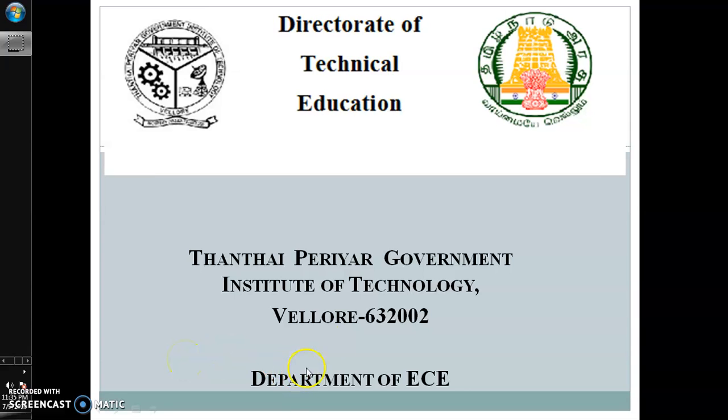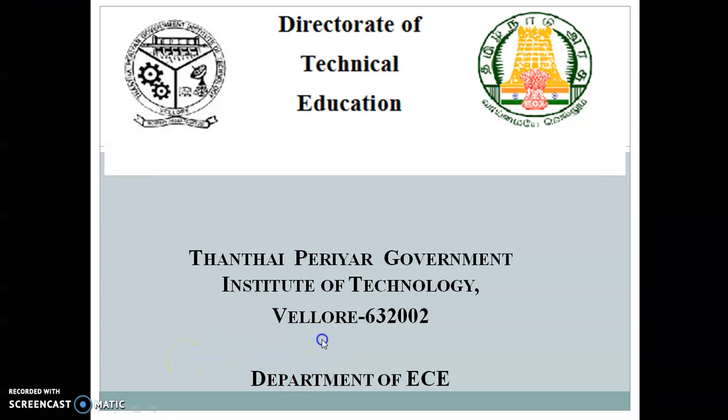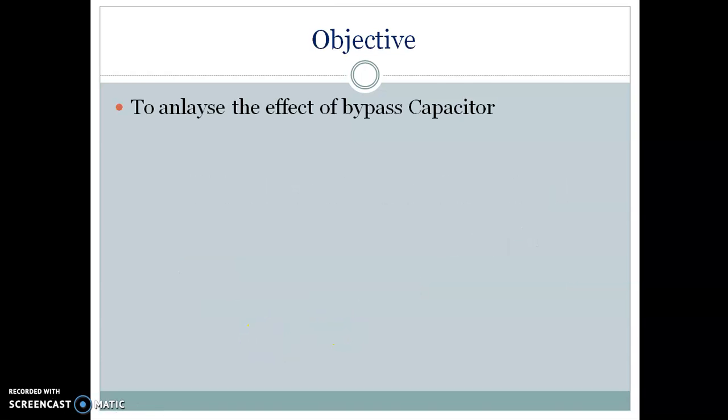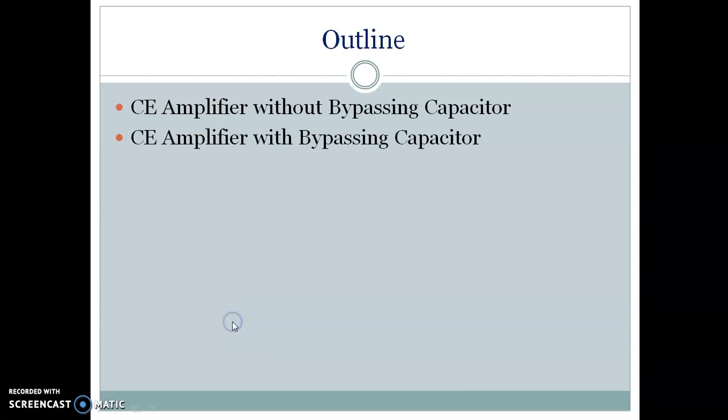Hi, in this video lecture, we are going to discuss small signal analysis of CE amplifier with and without bypassing capacitor. Our objective here is to study the effect of bypassing capacitor. What is the role of bypassing capacitor? So we are going to split this into two sections, where in one section we'll discuss the CE amplifier without bypassing capacitor. Next we'll discuss the CE amplifier with bypassing capacitor.